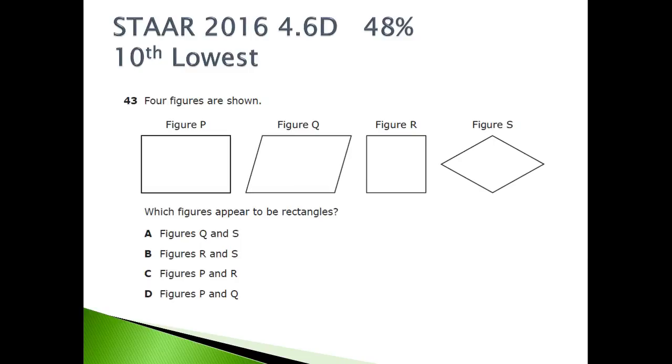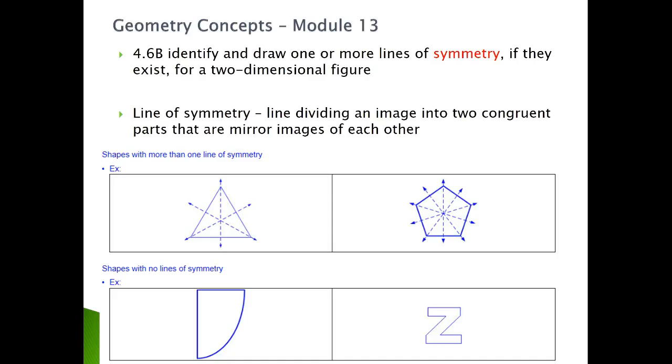This is the 10th lowest scoring item. Notice the kids have to pick 2 figures that could appear to be rectangles. Then you'll begin symmetry for 2 days. You introduce symmetry to your students. They've never had it before, not in 3rd or any grade level before that.